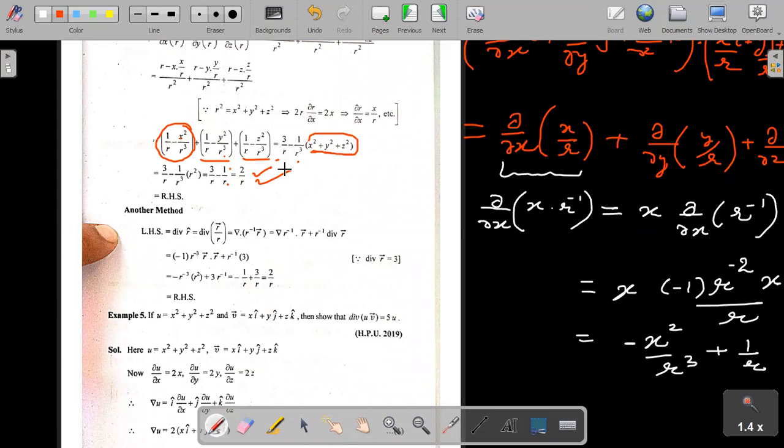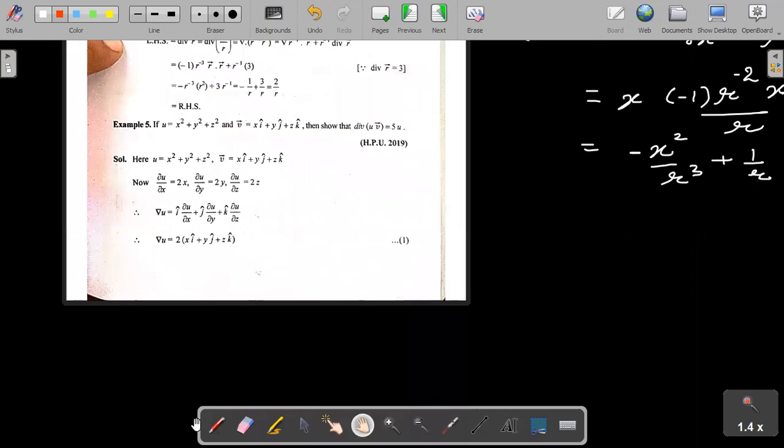Yes, ma'am. Now if you see example number 5, almost all the questions are the same, only the functions will change. Obviously, you see, u is a scalar now, so u is not a vector. V is a vector. So we have to show the divergence of u into v. So first we will find u into v. So this is u, this is v, right? We have to show that the divergence of u into v is nothing but 5u. So u into v, I don't know, he is doing it by his own method.